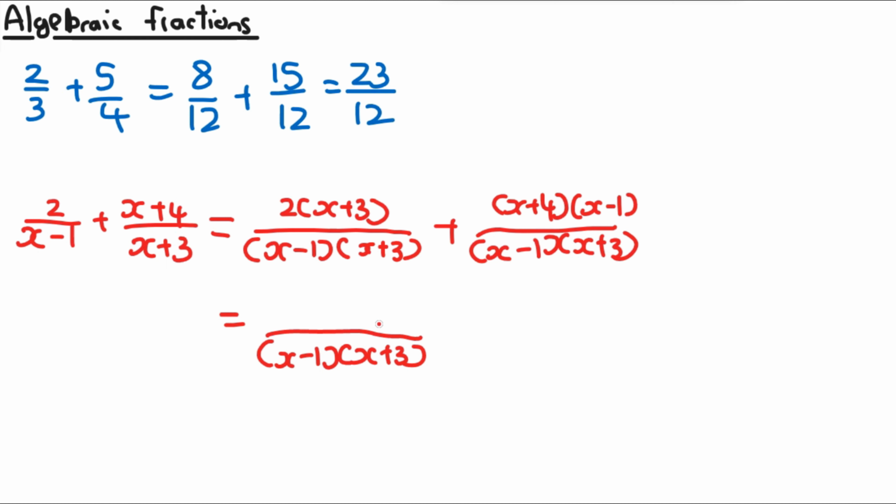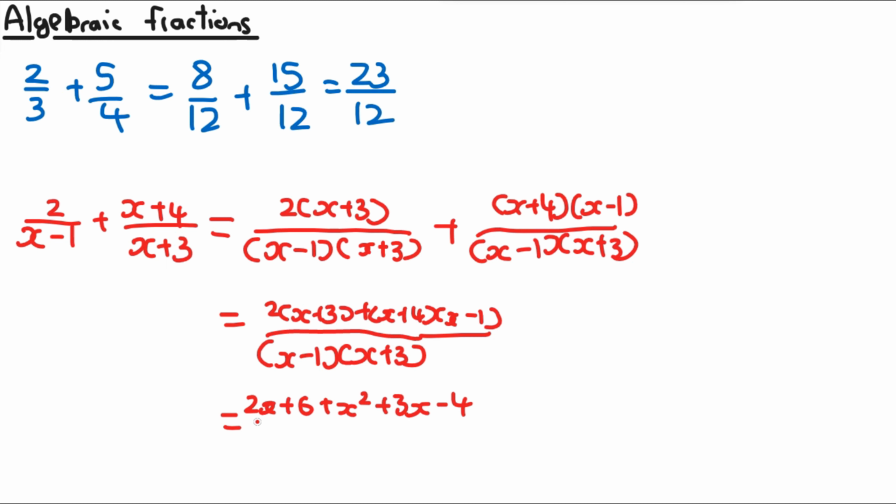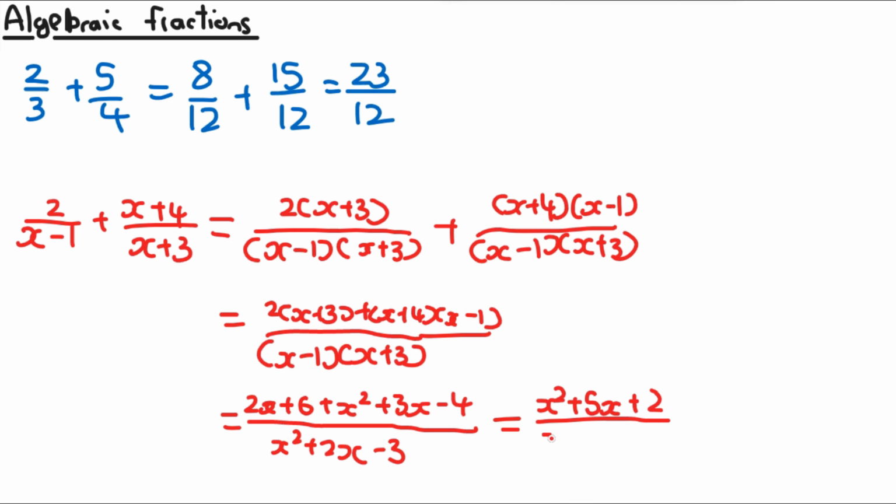like this, and these two add together to give 2(x plus 3) plus (x plus 4)(x minus 1), and then we can simplify this by expanding the bracket. So this is going to be 2x plus 6 plus x squared plus 3x minus 4, and this is going to be over, and then this expanded is going to be x squared plus 2x minus 3, and we can simplify this to x squared plus 5x plus 2 over x squared plus 2x minus 3.